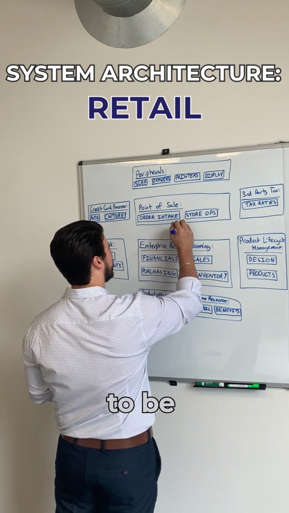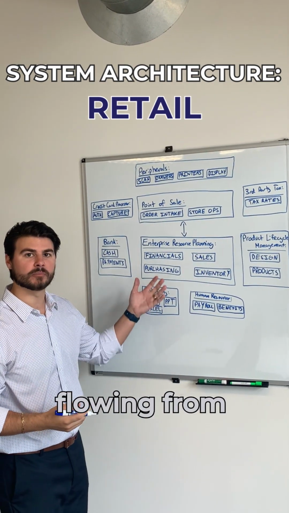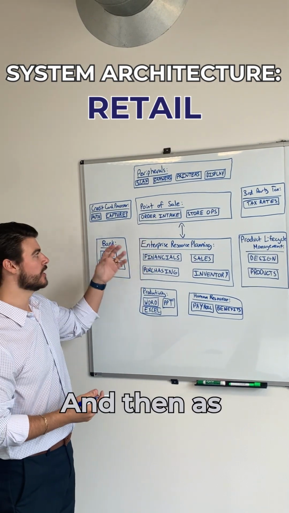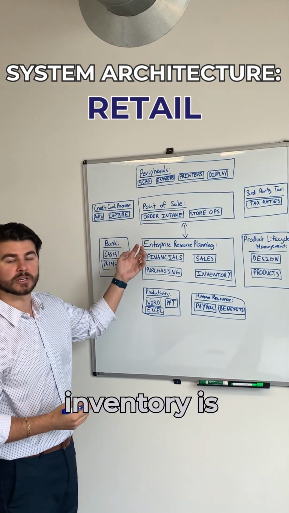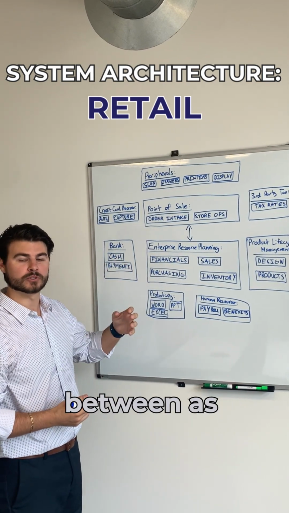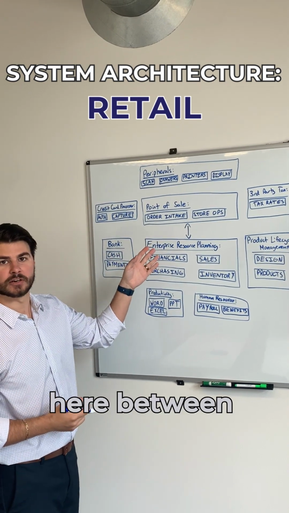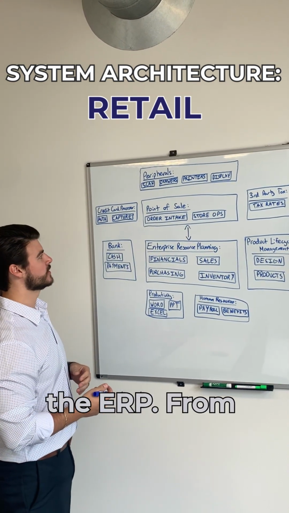So this is going to be integrated with the ERP here, and you're going to have inventory flowing from the ERP to the point of sale. And then as sales are being made, inventory is being decremented within the ERP, as well as customers and orders flowing between as well to reflect against all the financials. So a dual-sided integration here between the POS and the ERP.